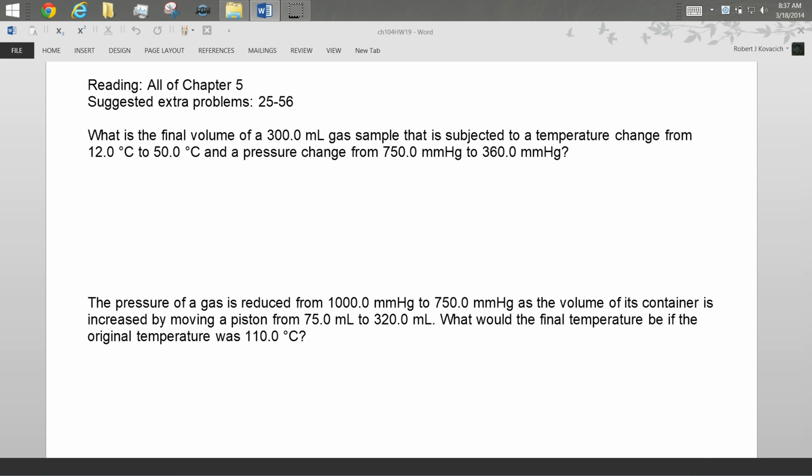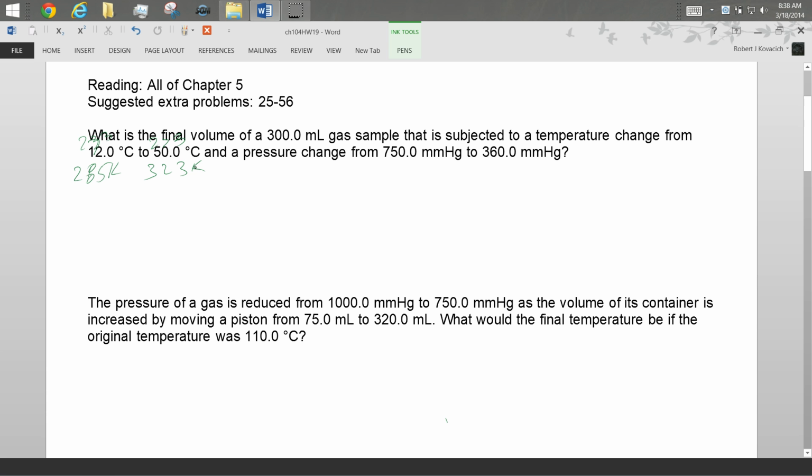Under no circumstances will any of the problems be correct if you do them in any temperature other than Kelvin. So if you see temperature, it doesn't really matter what problem you're doing, just convert it to Kelvin and work from there. So I'm going to need 273 here, so 323. And then 273, so 285 K.